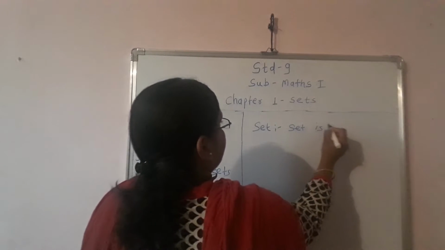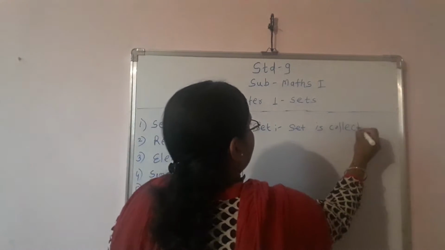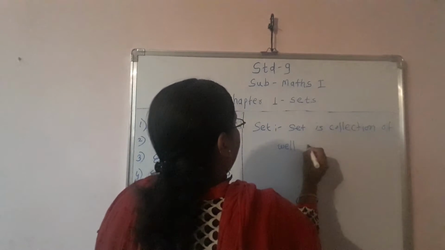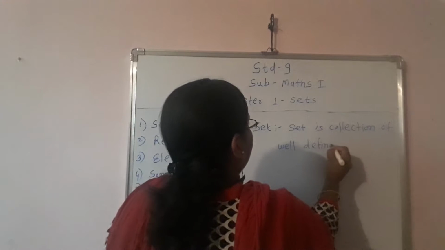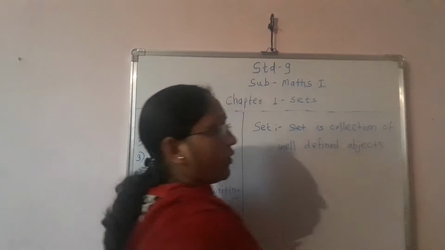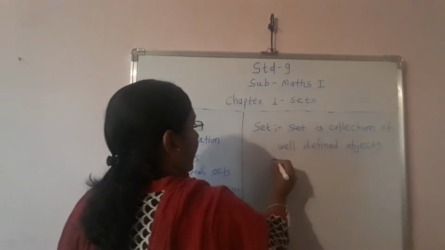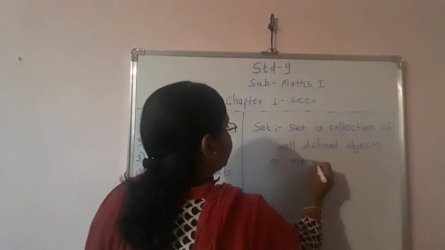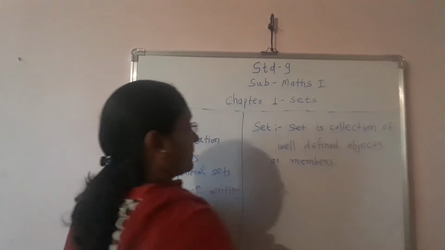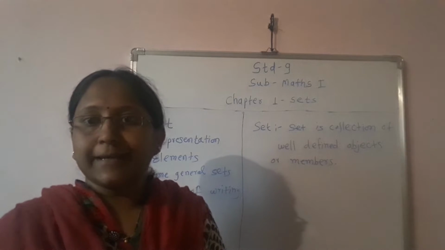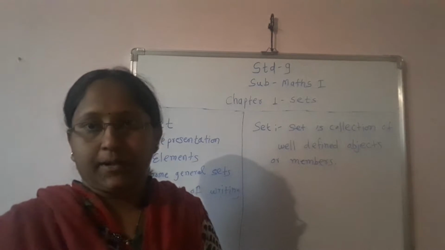Set is a collection of well defined objects, or we call them members. For example, set of even numbers, set of odd numbers, etc.